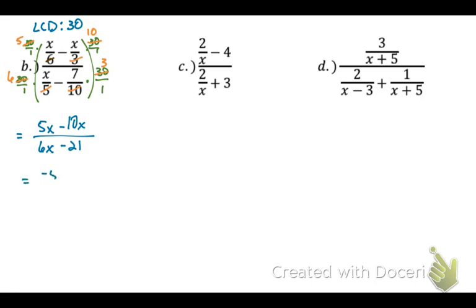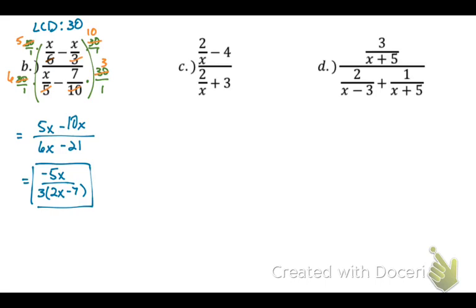So now I just combine up in my numerator. I can factor out a 3 in my denominator. I look and see if there's anything else I can divide out to simplify my final fraction, and I can't. So that's my final answer.